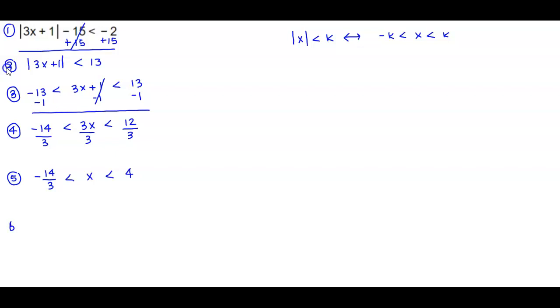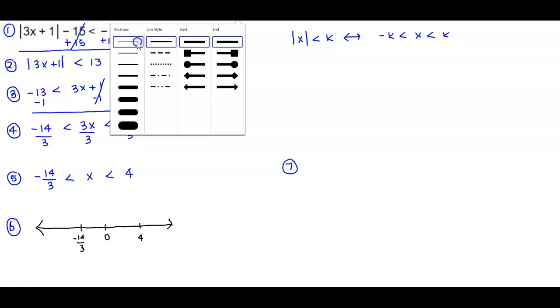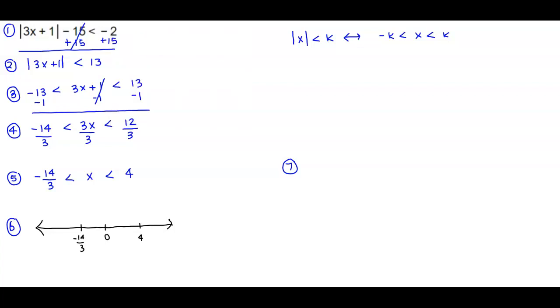So now let's go ahead and draw the number line and then answer our question. So when we draw the number line, we know we have our 0, we have negative 14 thirds, and then we have positive 4. So you can see that x is in between these two numbers, but it doesn't have an equals underneath it, so we're using parentheses at both ends and everything in between.